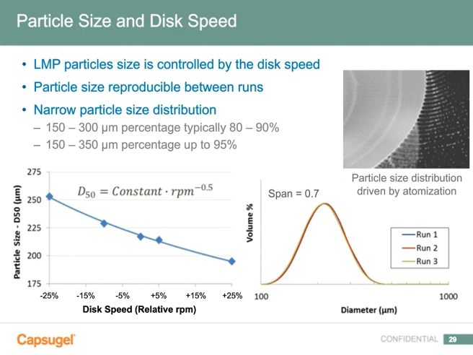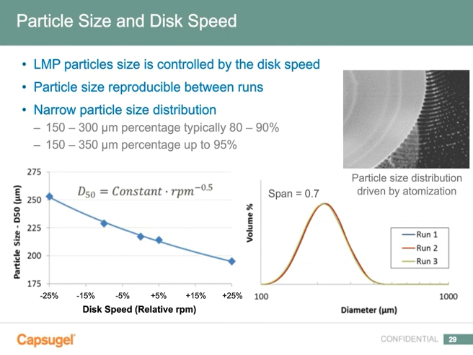So the LNP particle size is directly controlled by the speed of the disk. As you go up in disk speed, you tend to get smaller particles. As you decrease disk speed, you tend to get larger particles. We are able to very specifically control the particle size range based on this disk speed. So if you look on the plot on the lower left, it shows how we're able to control particle size just by varying that disk speed.